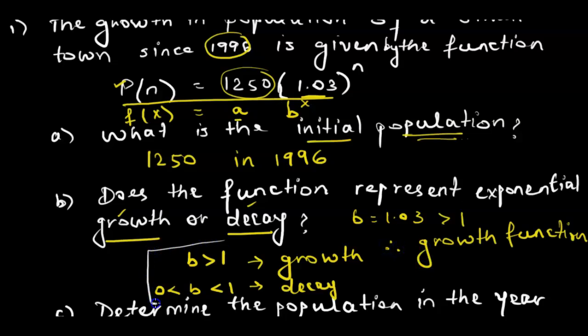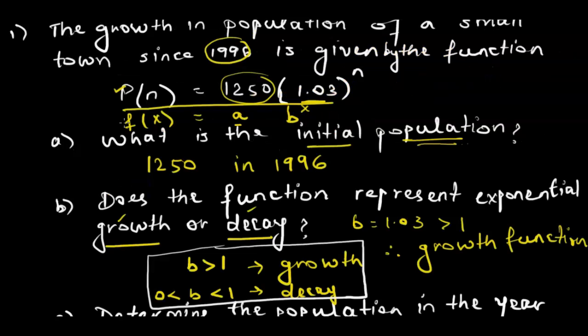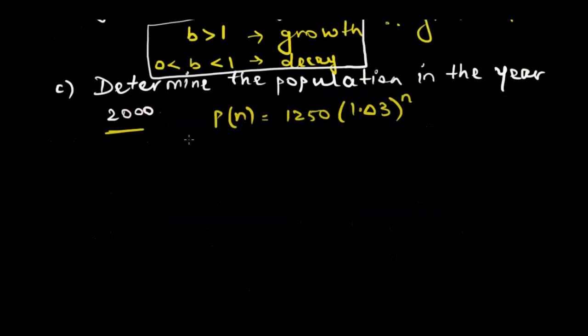This is the general rule that we have to remember in order to identify the exponential function to be growth or decay. The next part of the question is to determine the population in the year 2000. So we'll go back to the equation. The equation is P(n) = 1250(1.03)^n. We want to determine the population in year 2000. We know this is the population in 1996. So 1996 to 2000 is 4 years.